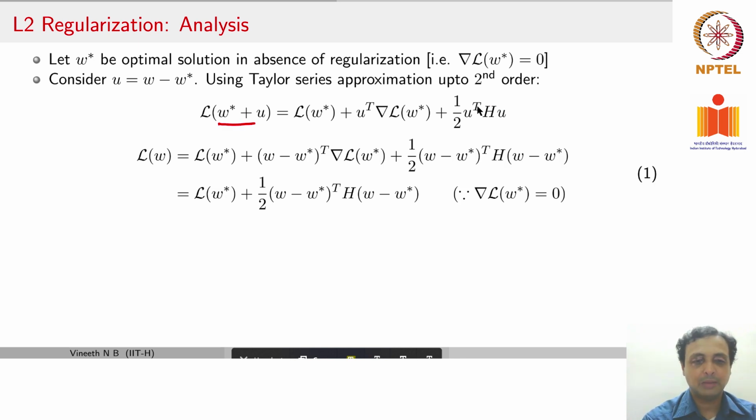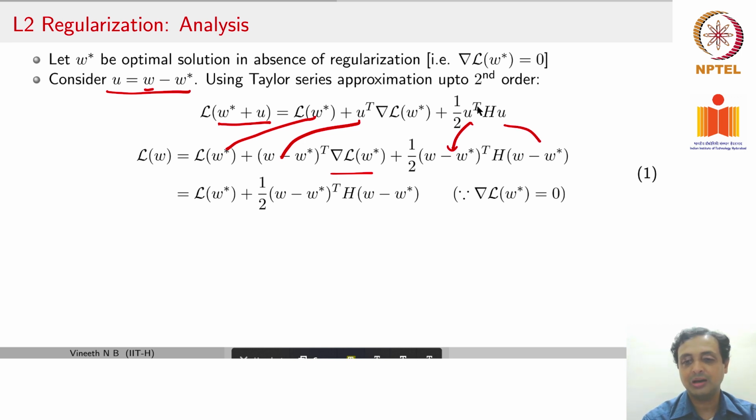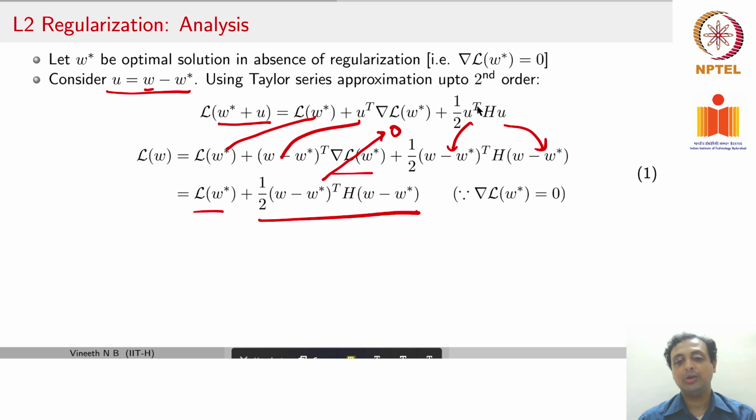So which means W star plus U is actually W. So I can say L of W is equal to L of W star, written as it is. U transpose is written as W minus W star transpose because of the definition of U. Then you have grad of L at W star, plus you also replace this U with W minus W star and this U with W minus W star. We now know that grad L at W star is 0 because that's our assumption of what W star is. It's an optimal point for our original loss function, which means we are left only with the first and the third term, and you're now going to have L of W to be L of W star plus half into W minus W star transpose into the Hessian into W minus W star.